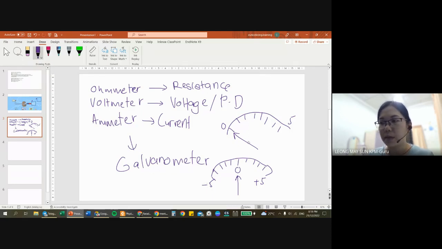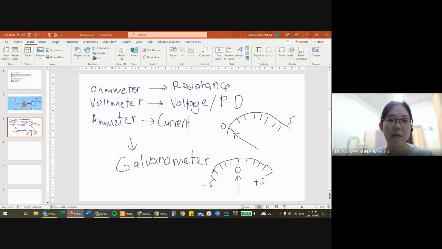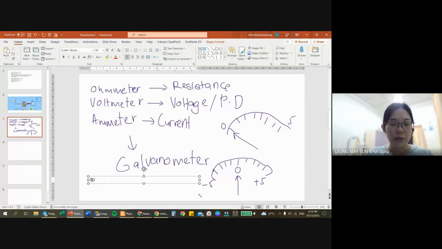The galvanometer's main purpose, apart from showing the magnitude of the current flow, which an ammeter also does, is that it has one main function compared to the others: to determine the direction of current flowing.